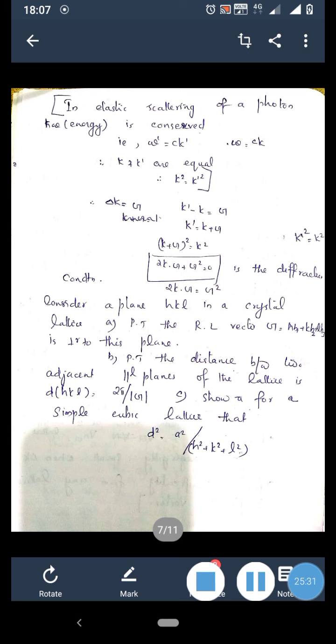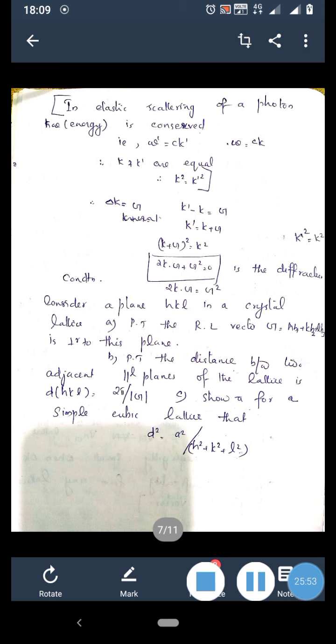Here, since G is a reciprocal lattice vector, minus G is also a reciprocal lattice vector. So the condition for diffraction in terms of reciprocal lattice vectors is 2k dot G is equal to G squared, or 2k dot G plus G squared is equal to 0.